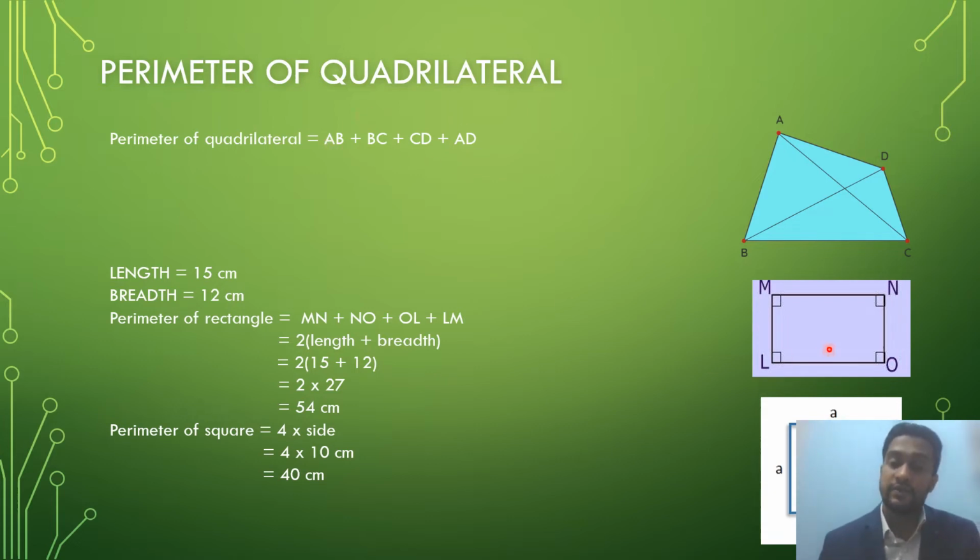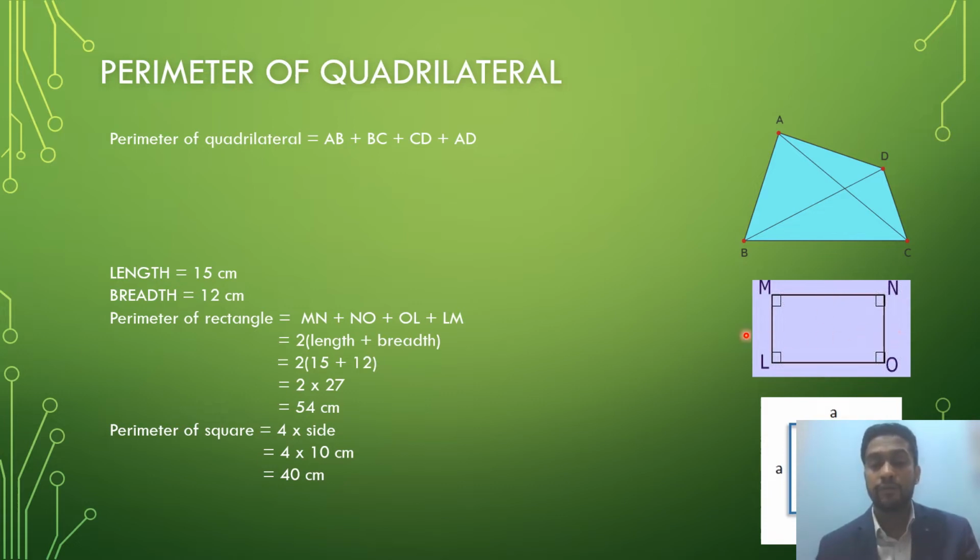In the case of the rectangle, the perimeter will be the sum of all sides, MN plus NO plus OL plus LM. According to the property of a rectangle, we know that opposite sides in a rectangle are equal. Like MN will be equal to LO and ML will be equal to NO.